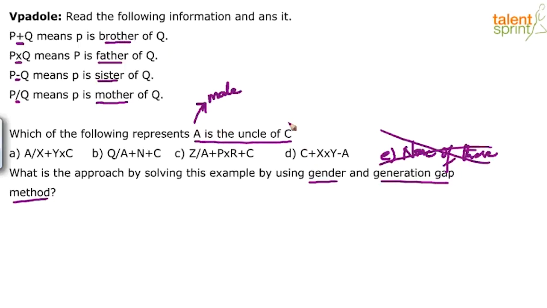We cannot talk about the gender of C. Gender of C is not known to us. C can be male or female. A is the uncle of C may mean that C is the nephew of A or niece of A. Both are possible. C can be nephew or niece. Both the possibilities are there.